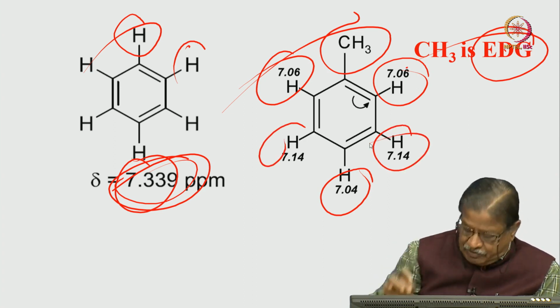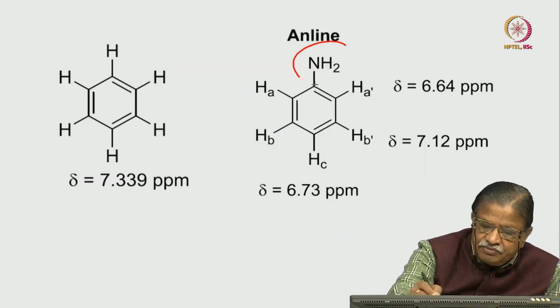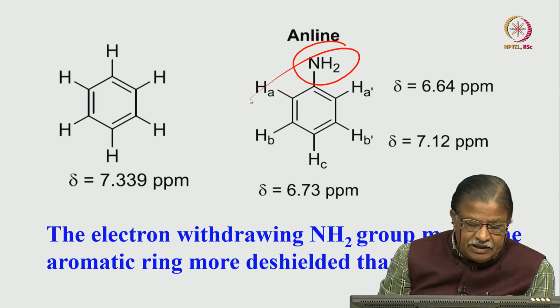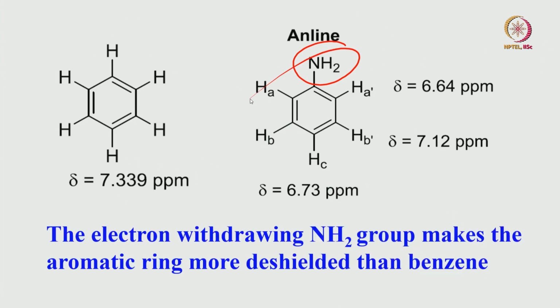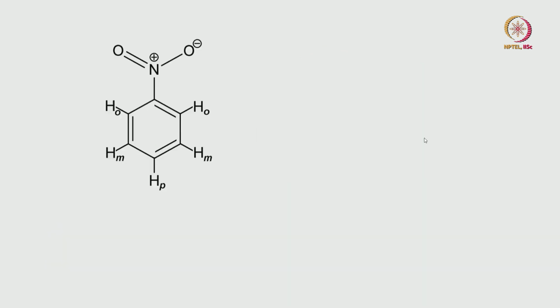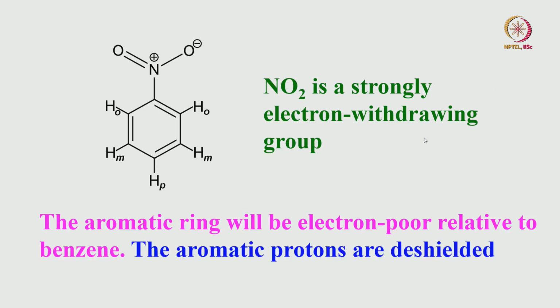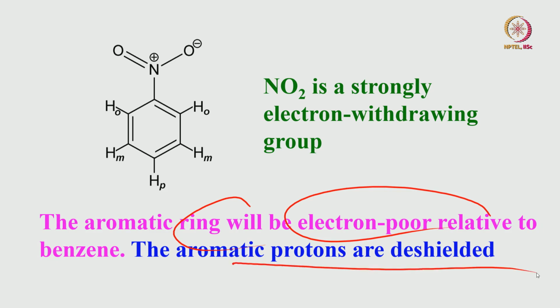This is because of the mesomeric effect again. Now instead of CH3 I put NH2. What happens in the NH2 case, it is an electron donating group. Look at it, the chemical shift is 7.3, it moves to high field compared to benzene. Put a nitro group instead of NH2, it is a strongly electron withdrawing group, then the aromatic ring becomes electron poor relative to benzene, and the aromatic protons are de-shielded here.